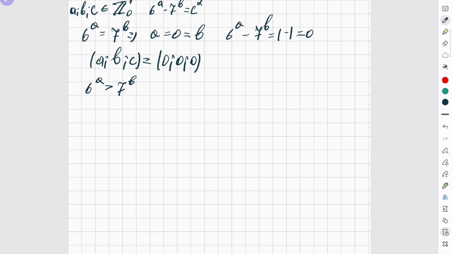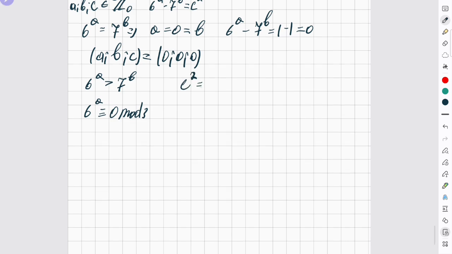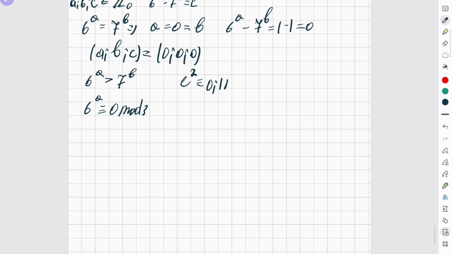We know that 6 is divisible by 3. That is why 6 to the power A is 0 mod 3. On the other hand, we have c squared. Usually, the square of an integer can be only 0 or 1 in mod 3, because you can actually check it by yourself.